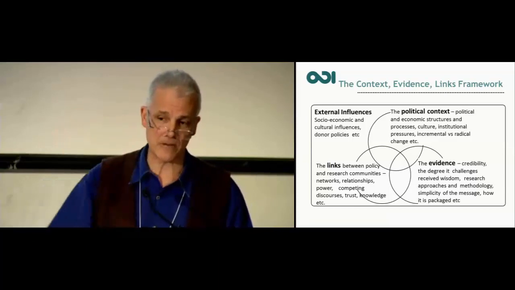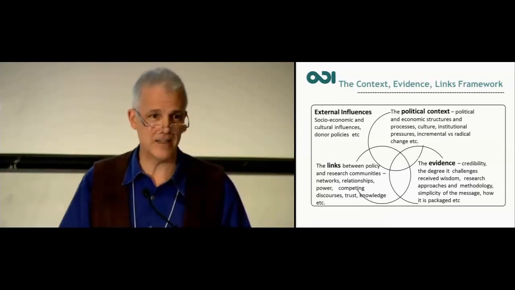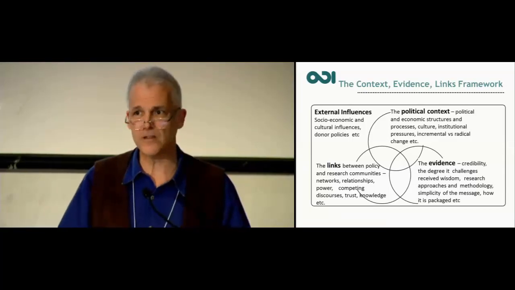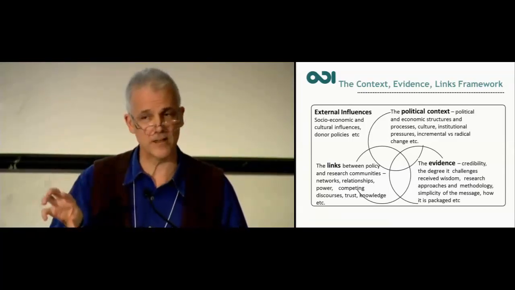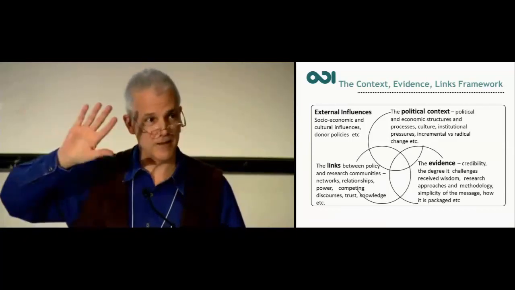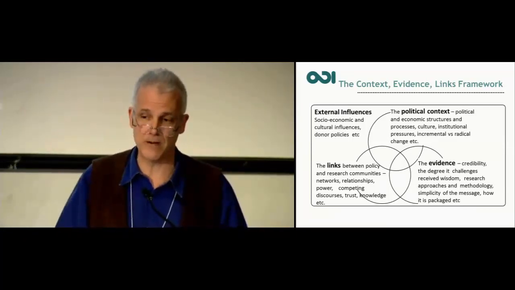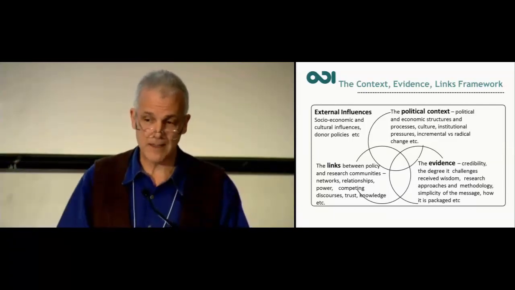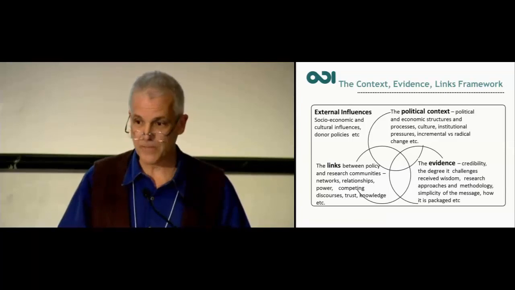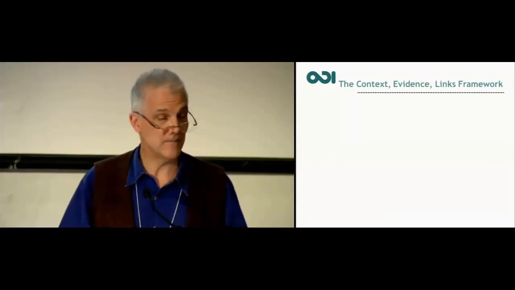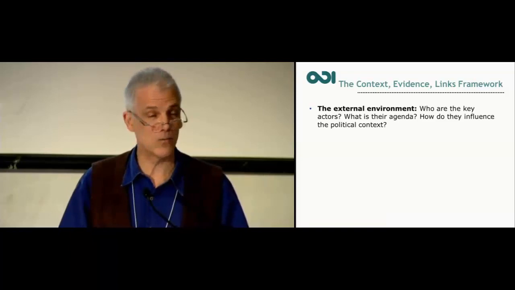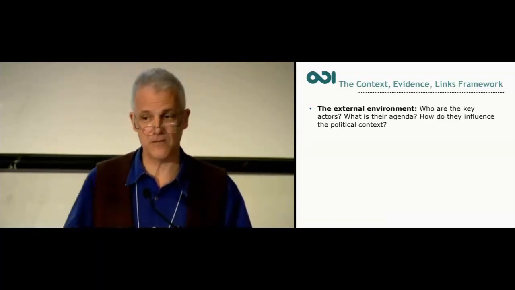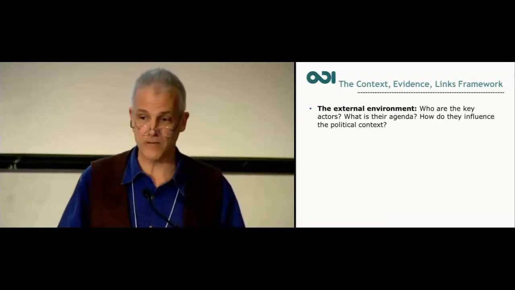There's stuff that's happening outside. So, for example, in highly indebted sub-Saharan African countries, international development donor policies are hugely influential about what happens within that country. So in that context, there are big external factors you need to be aware of. And then I talked earlier on about some of the questions in the political context, in the evidence domain and in the links domain. And they boil down to four, really. The external context: who are the key actors, what's their agenda, how do they influence the political context you're working in? Those are the basic questions you should be asking yourself.